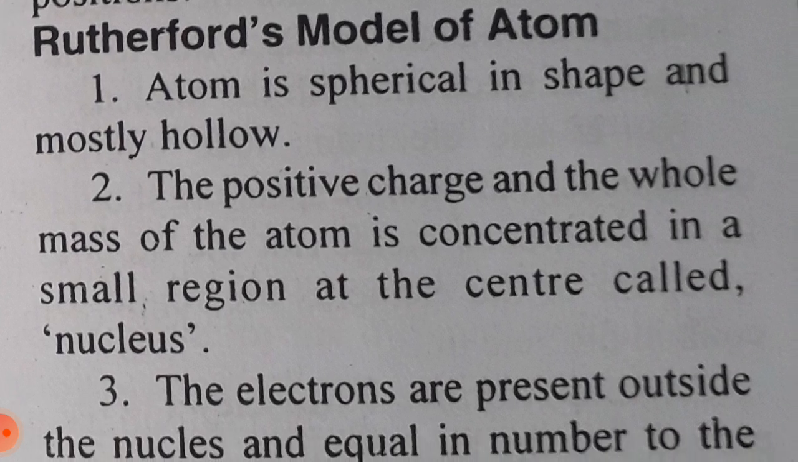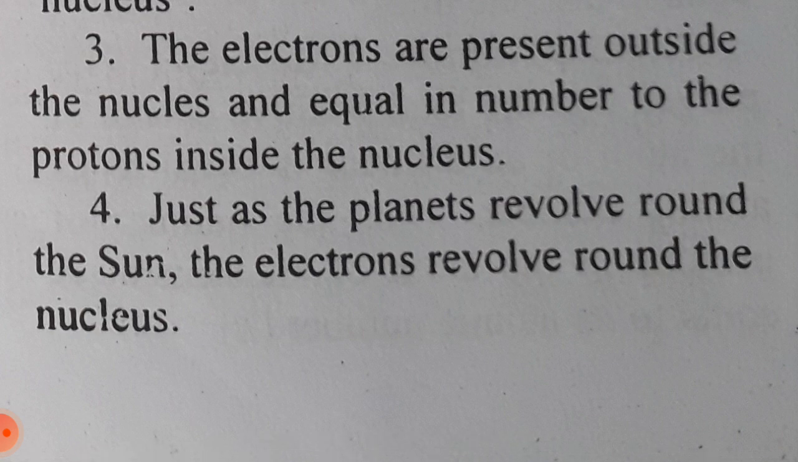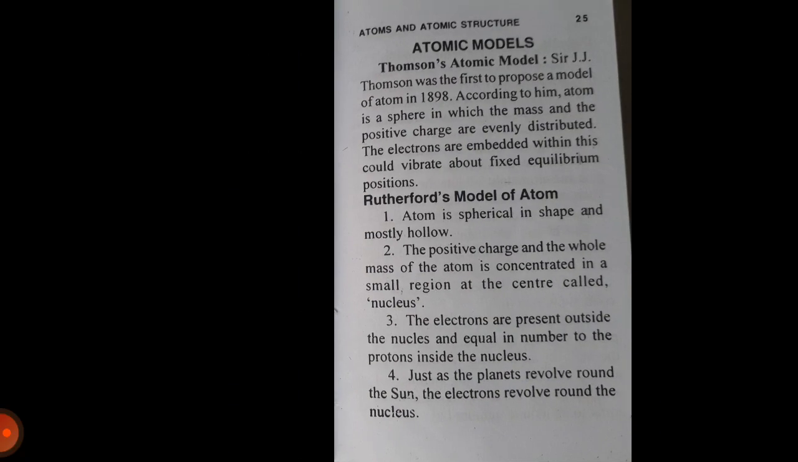Rutherford model of atom. 1. The atom is spherical in shape and mostly hollow. 2. Positive charge and the whole mass of the atom are concentrated in a small region at the center called the nucleus. 3. The electrons are present outside the nucleus and are equal in number to the protons inside the nucleus. 4. Just as the planets revolve around the sun, the electrons revolve around the nucleus.